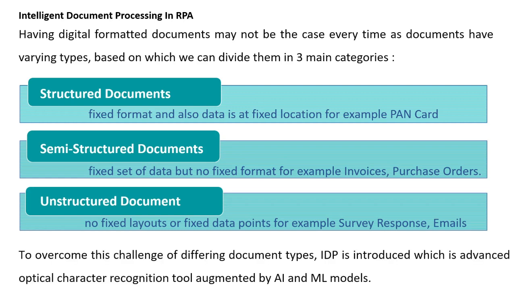To overcome this challenge of different document types, intelligent document processing, that is IDP, was introduced, which is an advanced version of optical character recognition, that is OCR, because here it is augmented with AI and ML models. The algorithms of AI and ML are used together with OCR to read and extract the data from such documents.